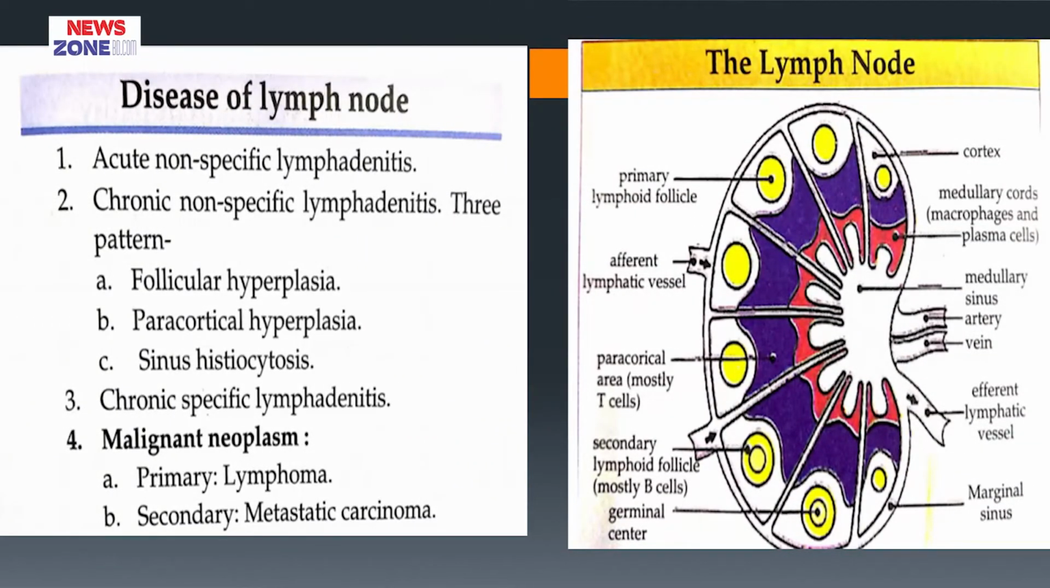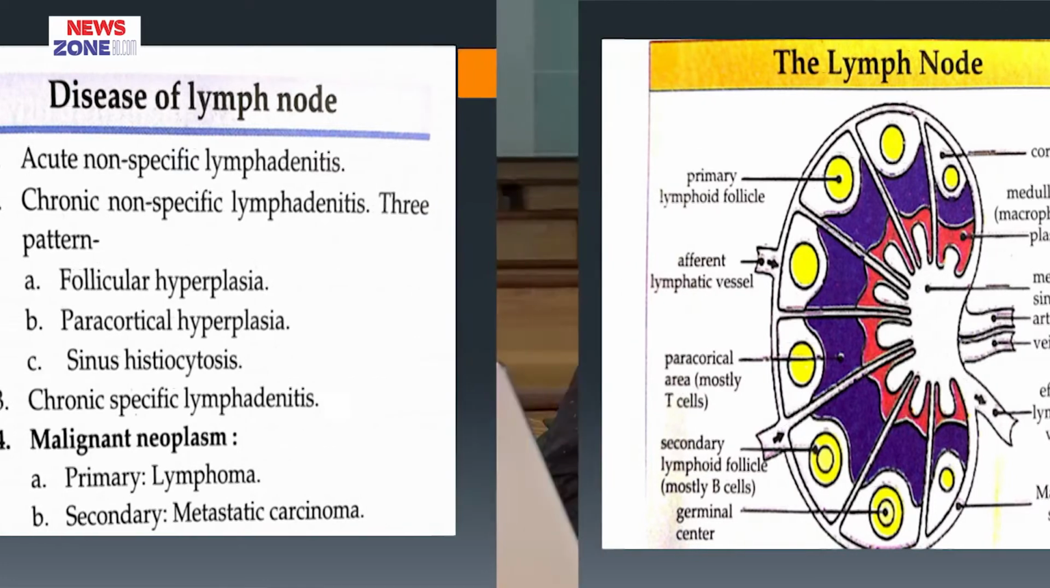Then we can divide the lymph node diseases into acute non-specific lymphadenitis, chronic non-specific lymphadenitis, and chronic specific lymphadenitis. Another, and most important, is malignant neoplasm of lymph nodes, mostly lymphoma, and secondarily metastatic carcinoma. The chronic non-specific lymphadenitis has three patterns: follicular hyperplasia, paracortical hyperplasia and sinus histiocytosis.